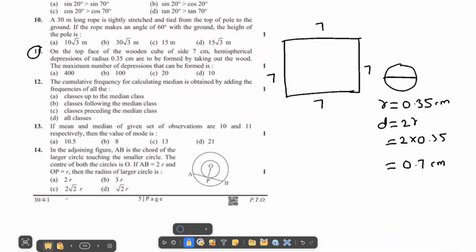So along one side, how many 0.7s can be fit? How many circles or how many depressions can we fit or take out? Let's take the number of depressions along one side.